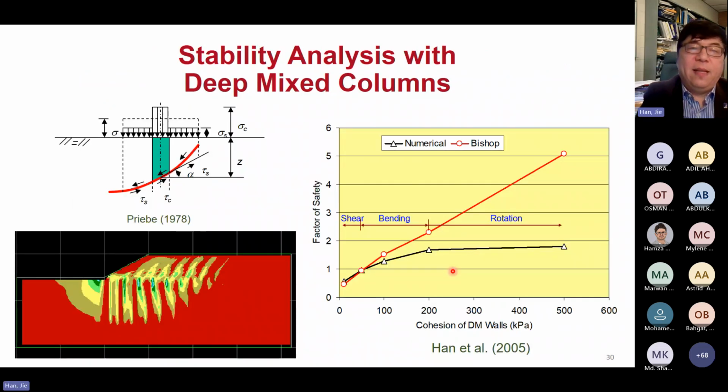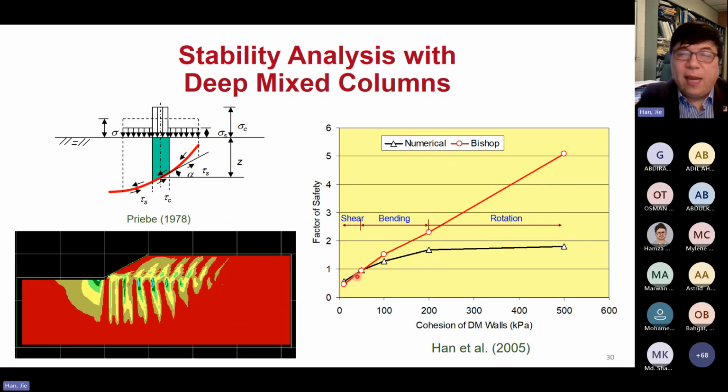But I did a study before, back in 2005, to evaluate deep soil mixing. I compared it with the shear failure model, basically using the Bishop method. They basically said if we use the Bishop method to analyze slope stability, even considering the Prof method, this is dealing with stone columns.